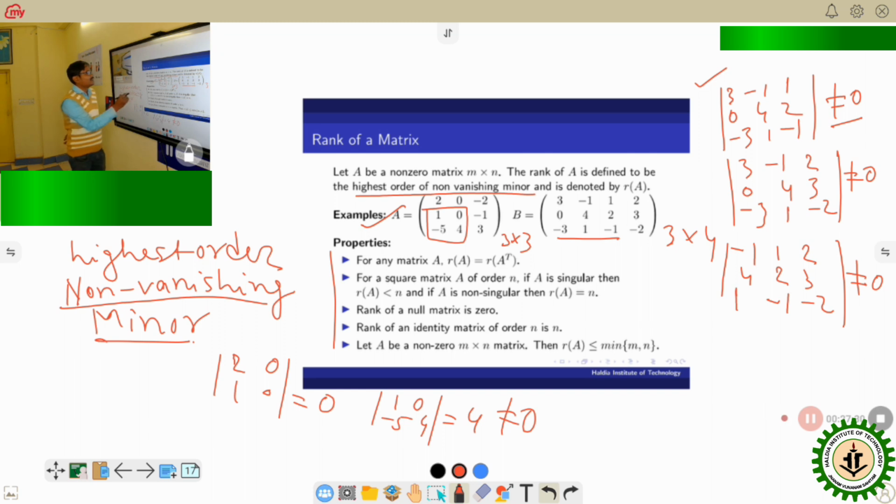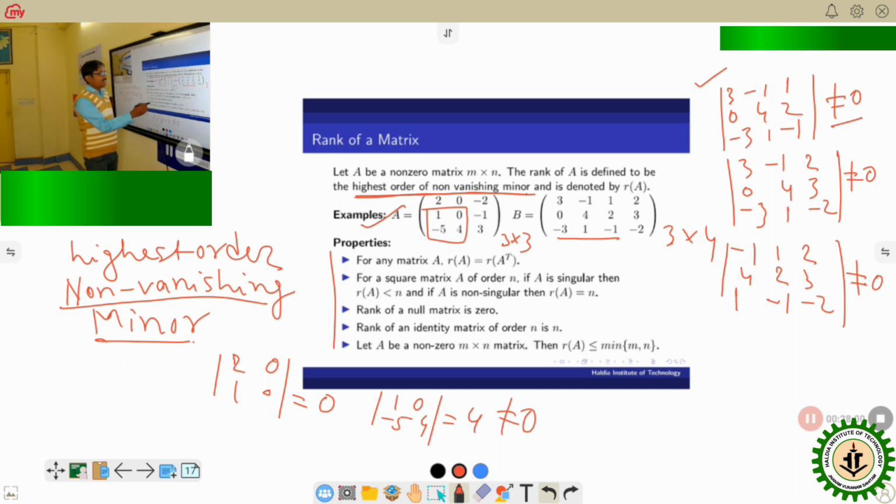If you want to understand the definition of rank, once again I say, it is defined as the highest order non-vanishing minor. First calculate the highest order minor, then find the determinant, and if it is non-zero, that order is called the rank of the matrix. And this is a property for any matrix A: rank of A equals rank of A transpose.